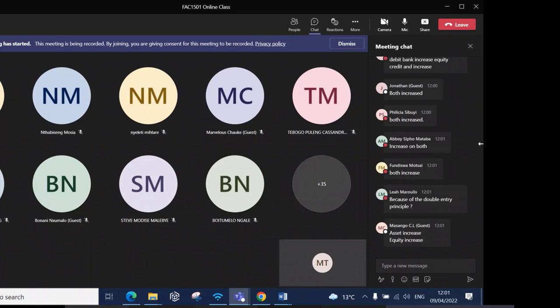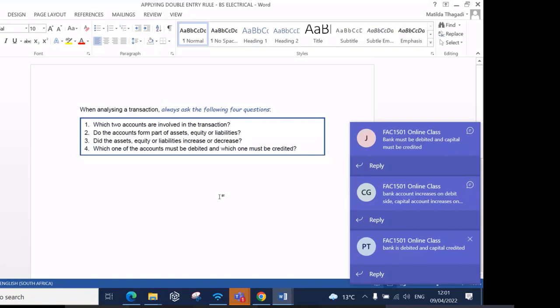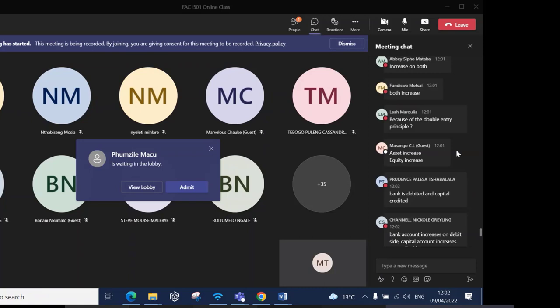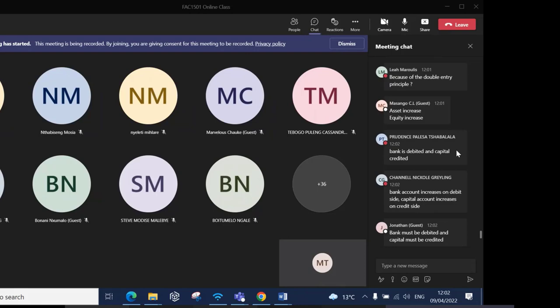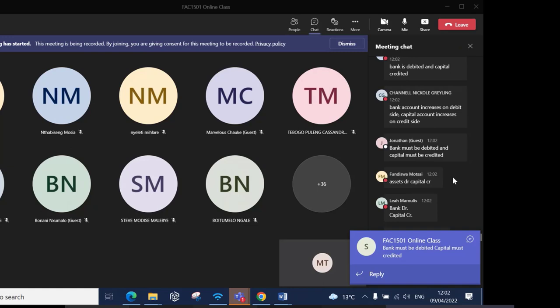Yes, guys, well done. The fourth point is which one of the accounts must be debited and which one must be credited in the general ledger and trial balance. Prudence is saying bank debited, capital credited. Chanel is saying the bank account increases on the debit side and the capital account increases on the credit side. Jonathan is saying bank must be debited and capital must be credited. Fundiswa, asset debit, capital credit.